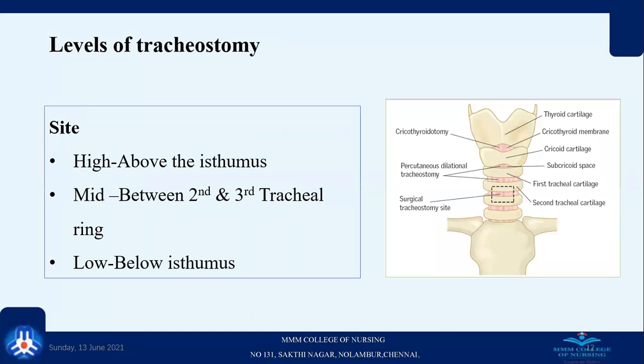Next, we'll see levels of tracheostomy, that is the site where the tracheostomy is performed. We have high tracheostomy, where the tracheostomy opening is made above the isthmus, and mid-level tracheostomy, where the tracheostomy is made at the second or third tracheal ring, and this is the most commonly used site for creating a tracheostomy. And the third one is the low, where the tracheostomy is made below the isthmus, where the trachea will go deep inside.